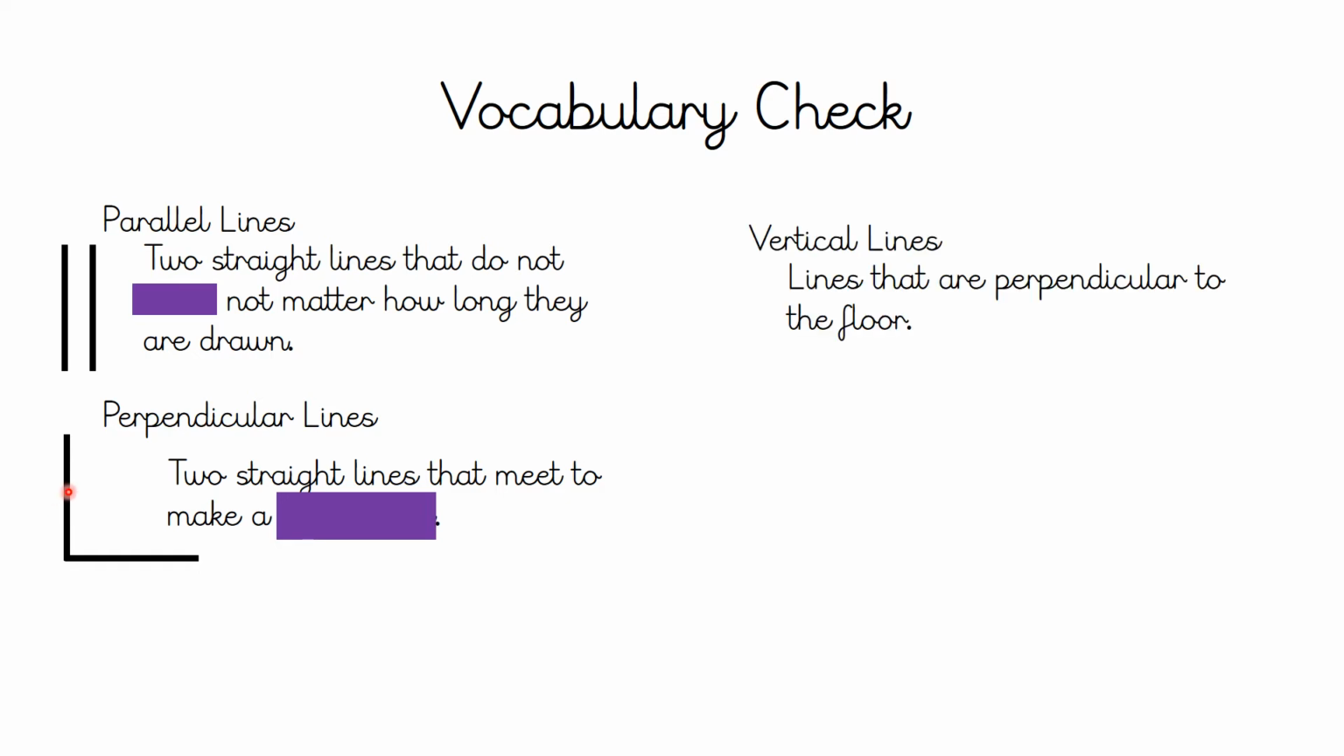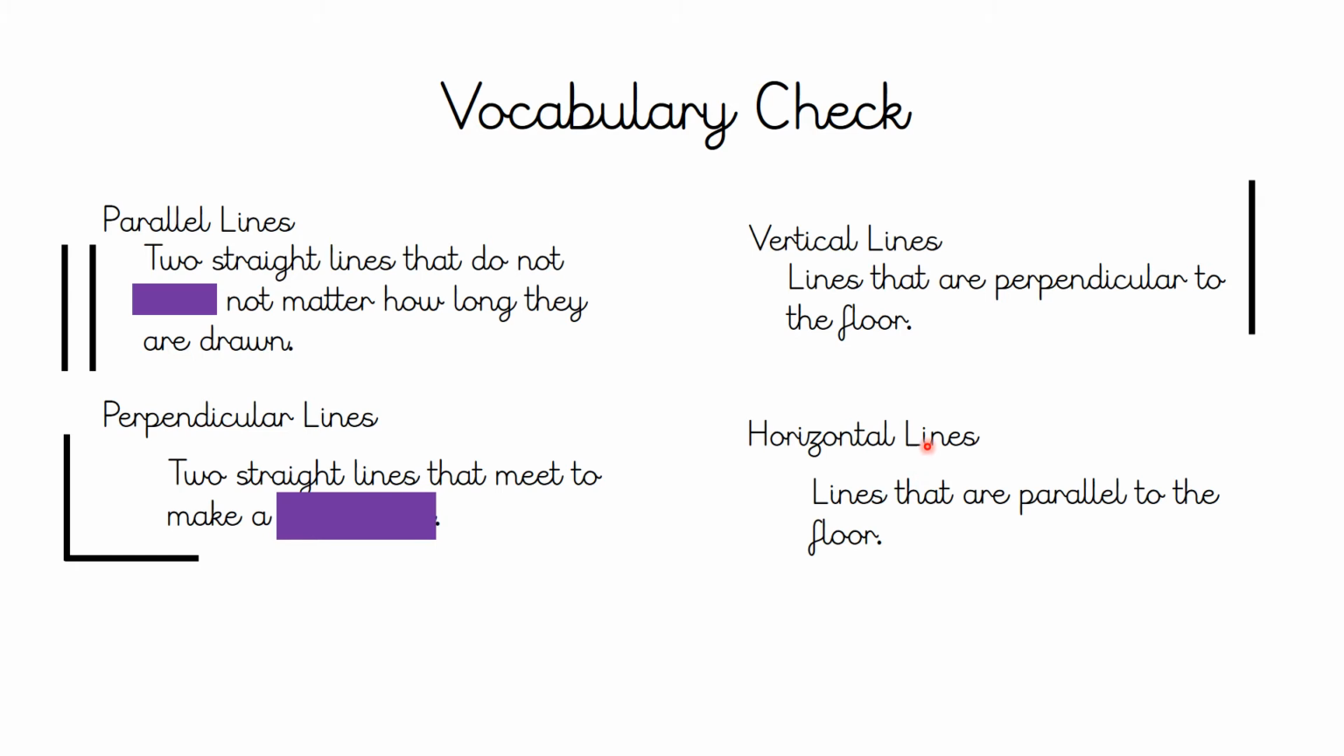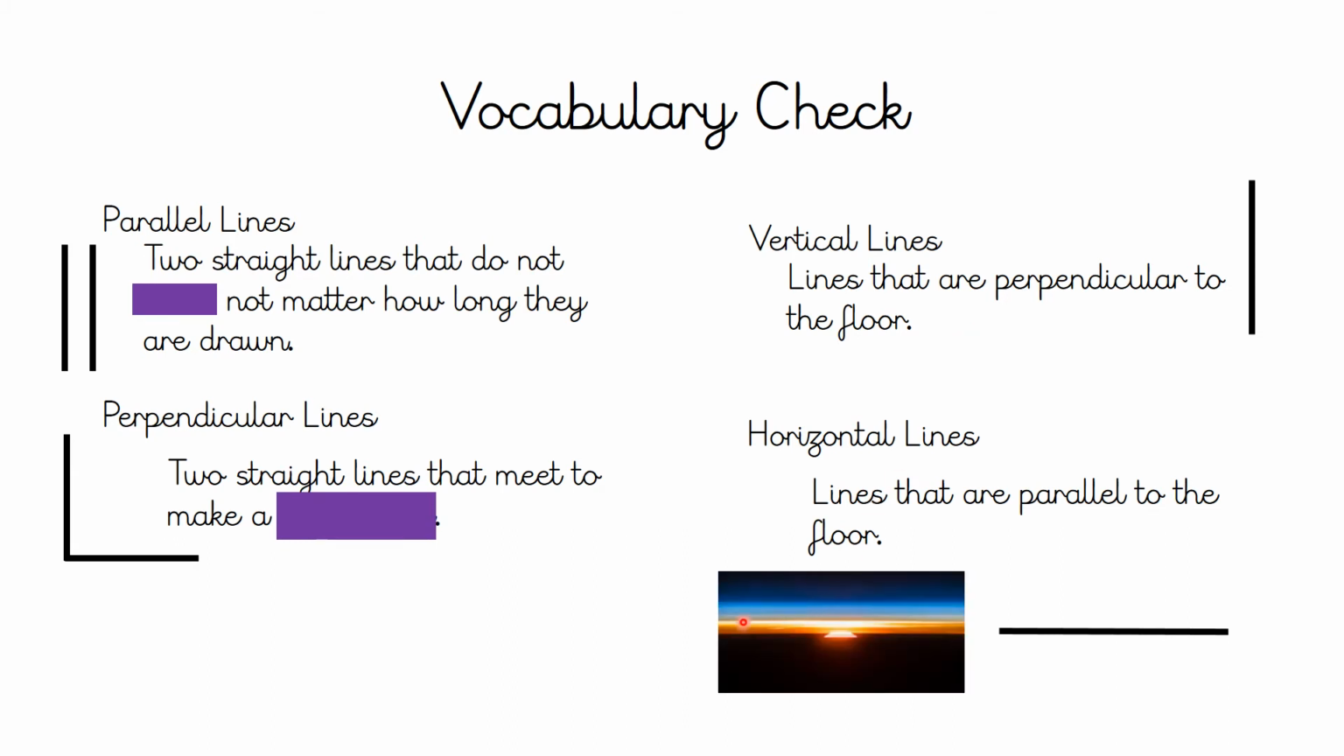We have also learnt a vertical line is a line that is perpendicular to the floor, just like this line here. And finally, we've learnt about horizontal lines, which are lines that are parallel to the floor. Another helpful way to remember horizontal lines is to think of the horizon, which would be this line here, which is parallel to the floor.